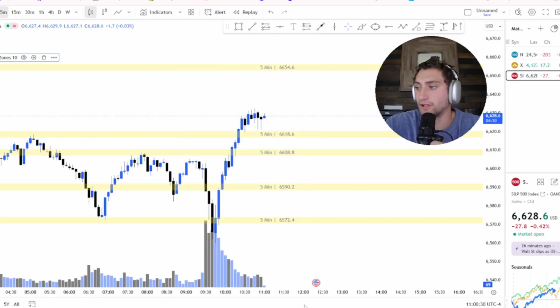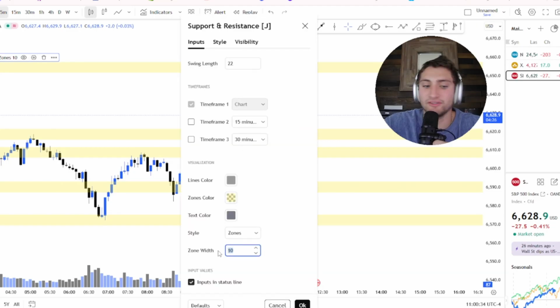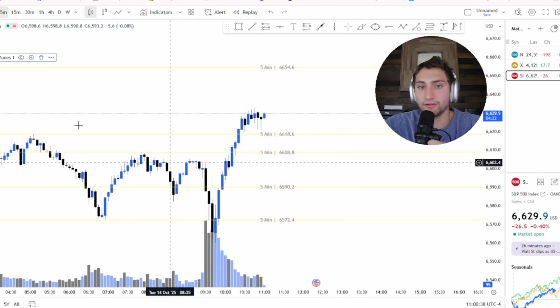All right, let's just hit OK. And as you guys can see, the zones will get fatter. Let's say you like extremely skinny zones. We could do zone width 1. And look how skinny they'll get.